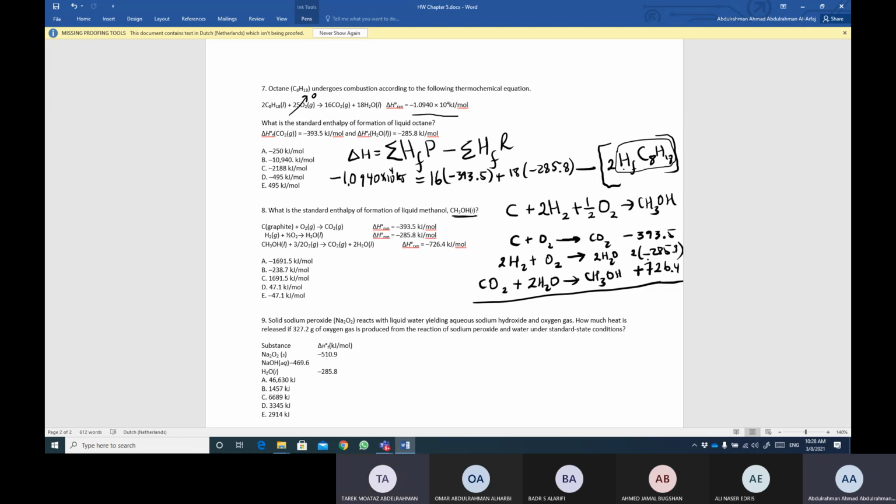CO2 with CO2. CO2 will go with CO2, very good. What else? 2H2O with 2H2O. H2O will go with H2O. What else? Let's see.